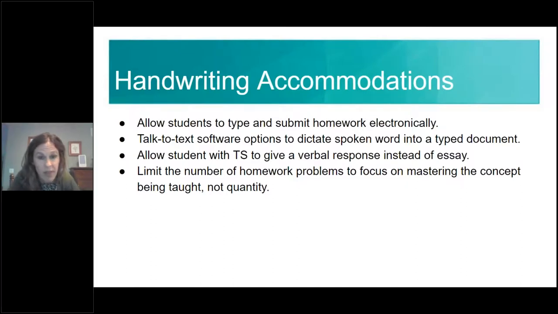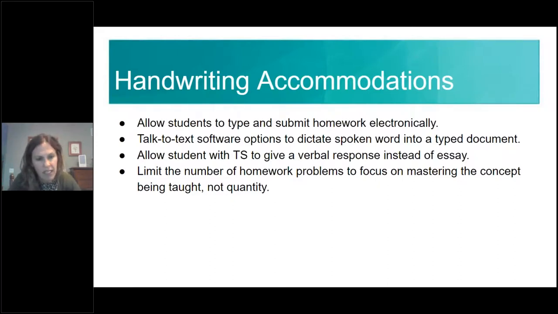I think this is a good one with executive functioning. You could allow a student with Tourette syndrome to give a verbal response instead of writing an essay. So have somebody pull their desk right up to my desk and we can have a conversation about this book, or you can tell me your thoughts on this play.